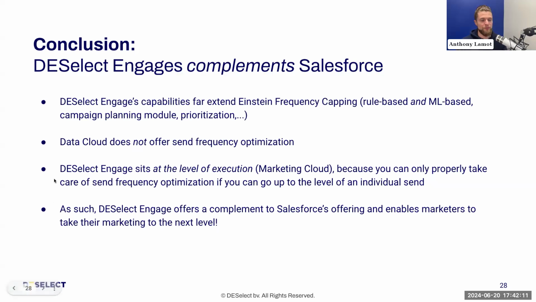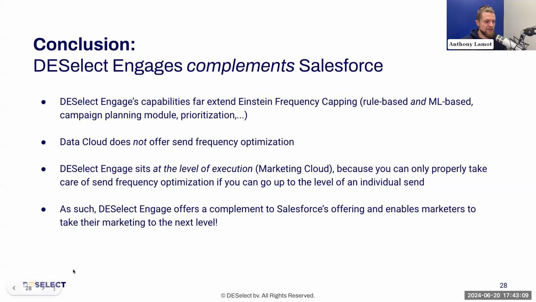But next, and that's the third bullet here, what's really important to understand is that DESelect Engage sits at the level of marketing execution. So it sits within Marketing Cloud. And there's a very good reason for that, because you can only properly take care of send frequency optimization if you can go to the level of individual sends, which is something you couldn't do with Data Cloud, right? What I'm trying to say is, say you have a journey with 10 different steps. At every send, you want a mechanism to be able to go there. And yes, there could be a theoretical solution with suppression lists and all that, maybe fed in by Data Cloud. But from a cost point of view and just practically and making sure it's always applied, it's just not a good pragmatic solution that anyone's actually going to implement. So in essence, Data Cloud just doesn't offer send frequency optimization. That's fine. That's not the purpose of the platform anyway.